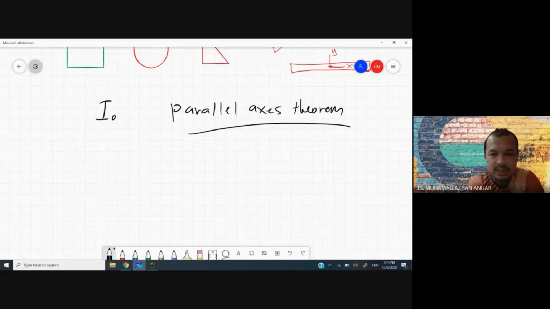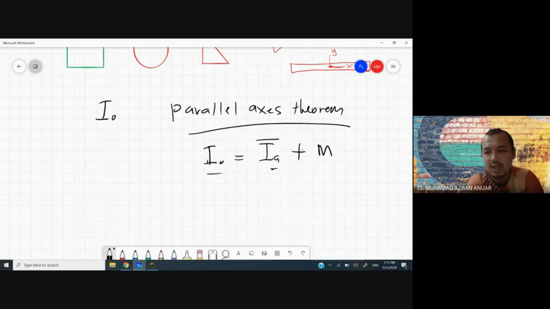So what is this parallel axis theorem? In order to determine the mass moment of inertia about point O, for example, we need to know the mass moment of inertia about the center of mass of the system, plus a factor to transfer the mass moment of inertia from one axis to the other axis. This is not a vector. So plus m multiplied by d, I normally use d as the symbol, so md squared.